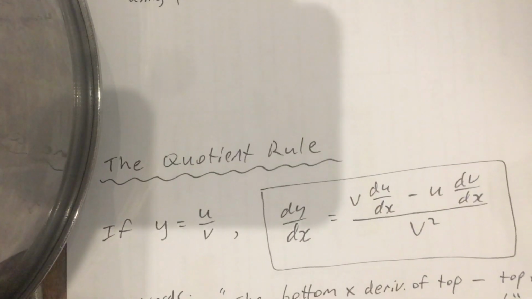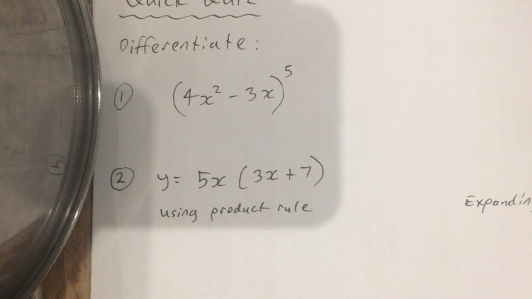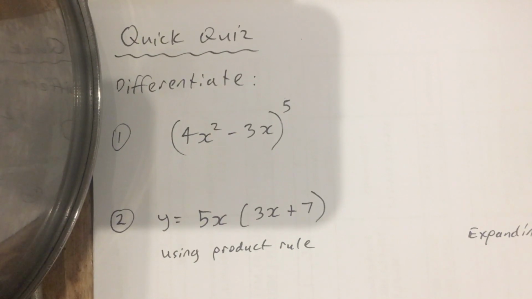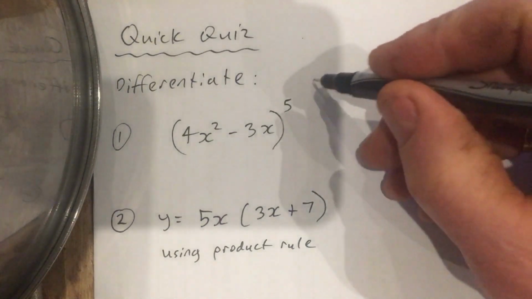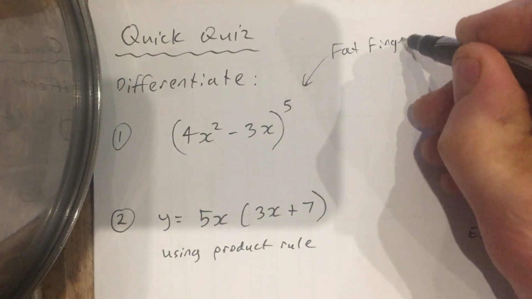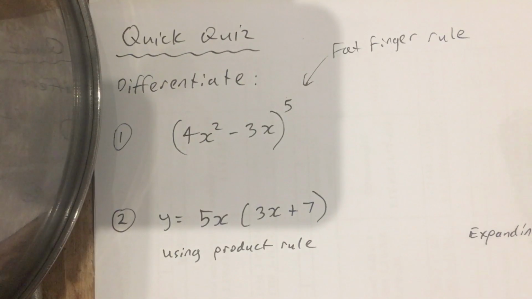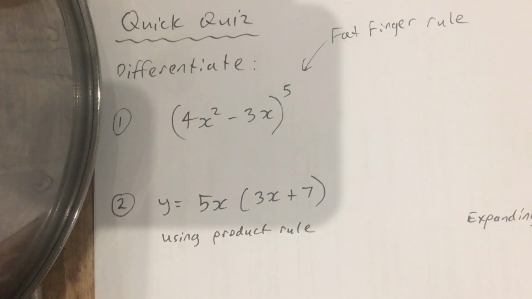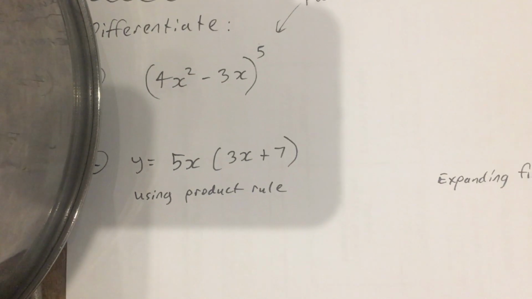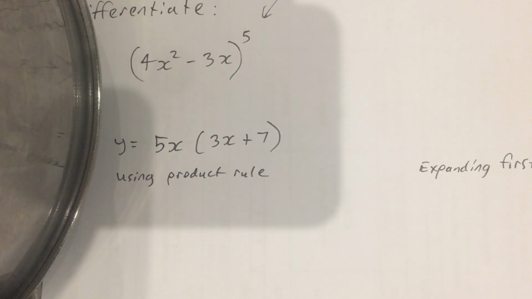This lesson is on the quotient rule, but I'm going to run it like a normal class. So the first thing to do is the quick quiz. Have a go at the quick quiz using the fat finger rule here, or of course the function of a function rule or the chain rule, and then have a go at the second one using the product rule first, and then if you have time, expanding first. Go for it.